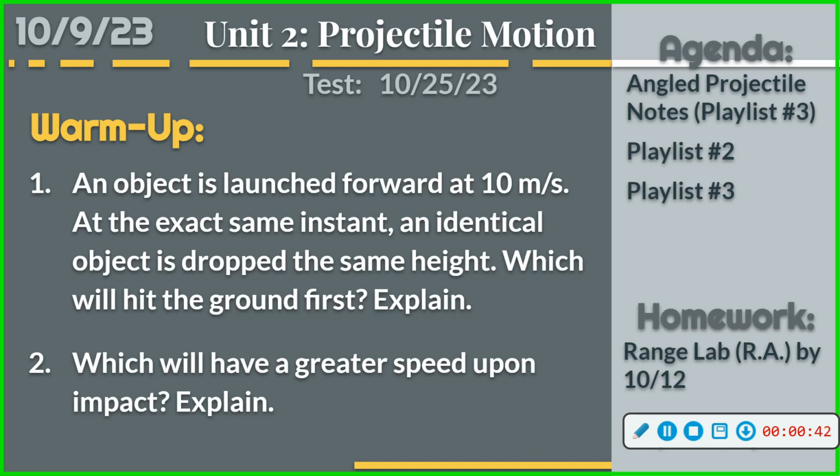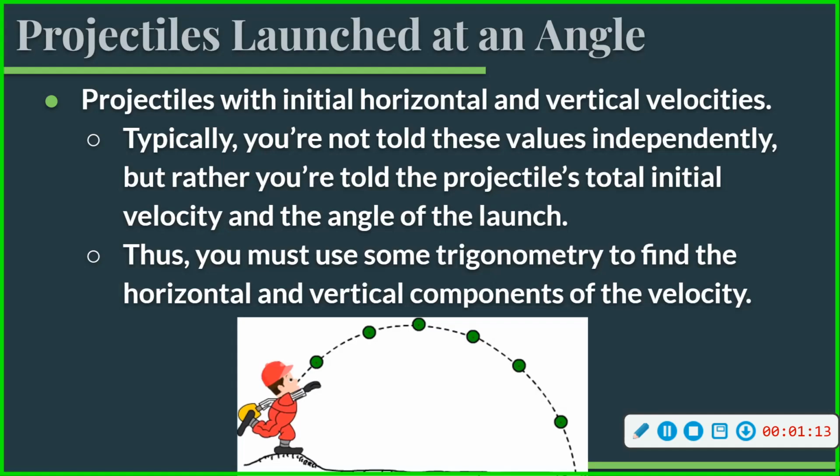Which will have a greater speed upon impact? Slightly different question. Yep, the launched one, right? Because for the simple reason that the one that we drop has only a vertical velocity component, but the one that we launched horizontally also has a horizontal component which adds to it, right? We looked at that in the last set of notes. So the one that we launched sideways will have a greater velocity at impact.